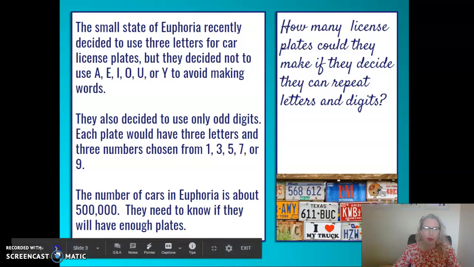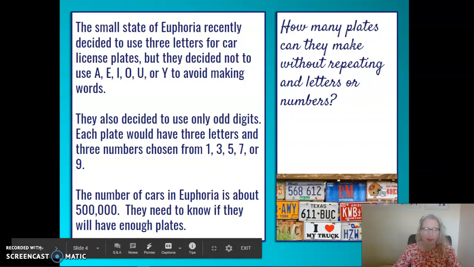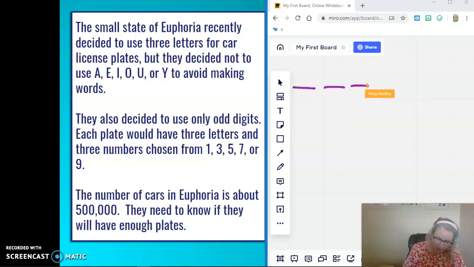So what about if we're not going to repeat digits? What then? Are we still going to have 1 million different choices? Let's take a look. So we still have 6 different blanks, and we still have 3 different letters and 3 different numbers. But we're not going to repeat digits this time.